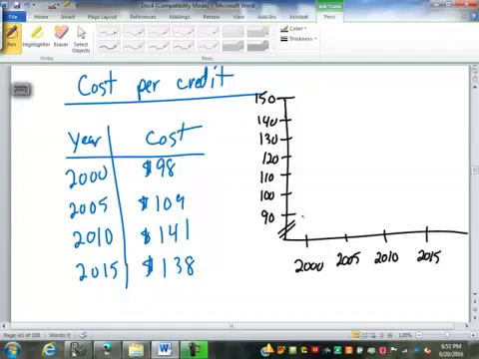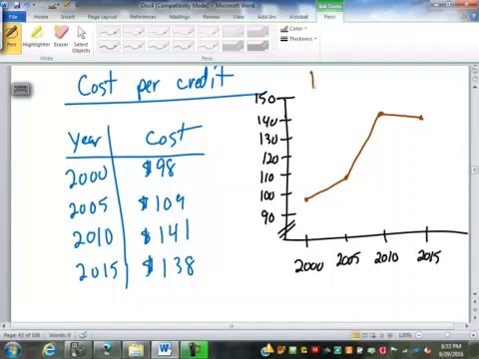So in 2000, it was $98, right about here. 2005, 109, right about there. 2010, 141, jumped up to here. In 2015, it dropped just slightly. So we're going to draw lines connecting those points. Now, a lot of people are really tempted to draw a line from the origin up to there. It was never $0 for tuition, so that would not be an accurate point. So resist that urge to connect it back to the beginning down there.